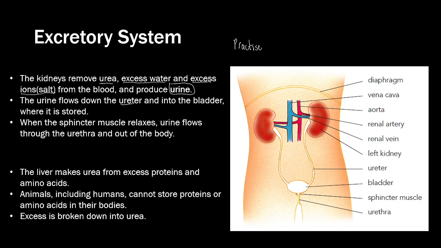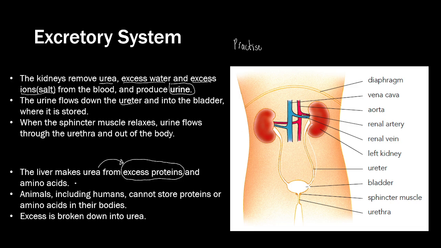The urine flows down the ureter and is stored in the bladder. When the sphincter muscle, when these muscles relax, the urine flows through the urethra out. Okay. Then the liver makes urea from excess proteins. So we know that urea is made from what? Excess proteins and amino acids.